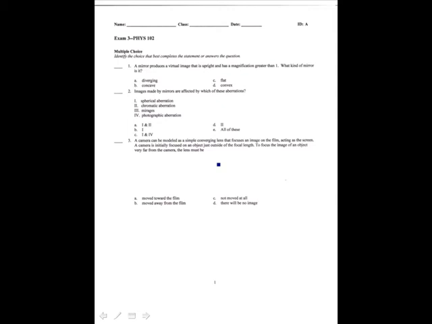Okay, this is exam 3 for spring of 2009. The first one says a mirror produces a virtual image that is upright and has a magnification greater than 1. What kind of mirror is it?